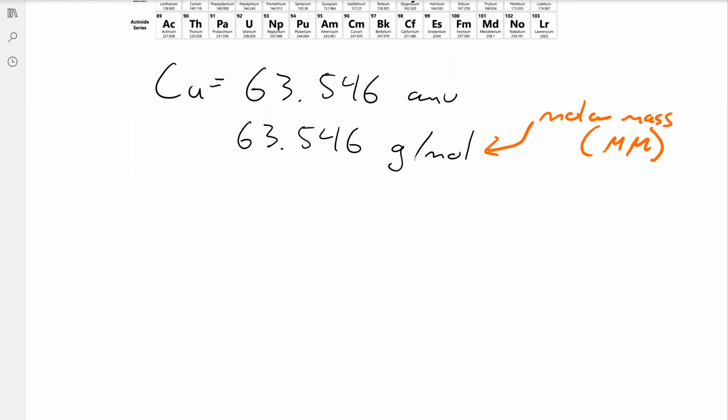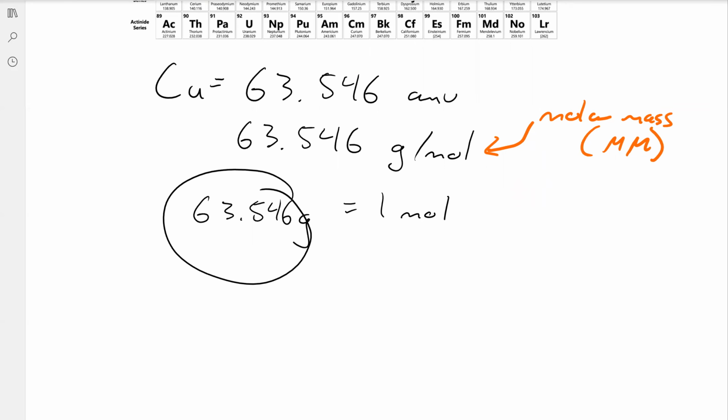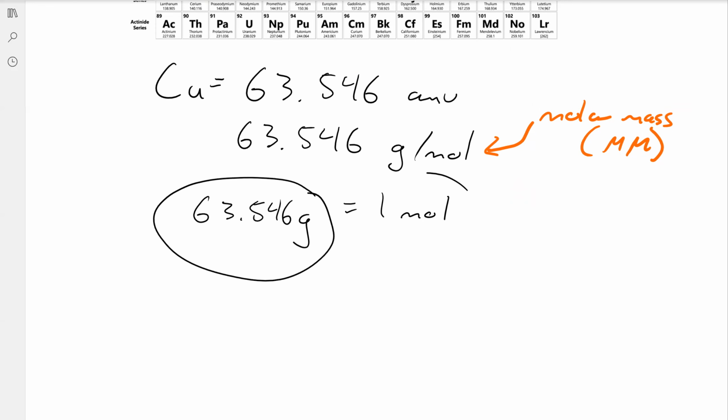And what this means is that if you want 1 mole, then you should weigh out 63.546 grams, right? This many grams is equal to this many moles. Just like we had this many grams was equal to 1 nail. Now we're saying this many grams of whatever element you're interested in is equal to 1 mole of that.